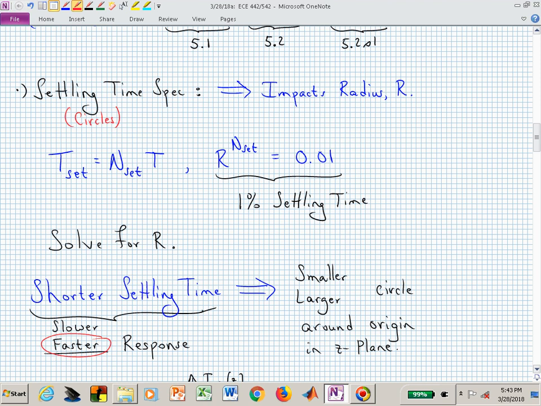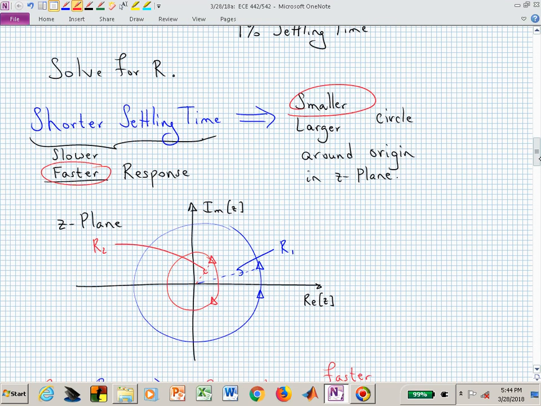And what does that mean relative to the circle around the origin in the z-plane? Is it smaller or larger? Is your circle in the z-plane around the origin, to obtain a shorter settling time, should that circle be smaller or larger? 1, 2, 3. Now most of your thumbs should be up, and I see most of them are up in this case. So we wanted a smaller circle in the z-plane to correspond to a faster system.